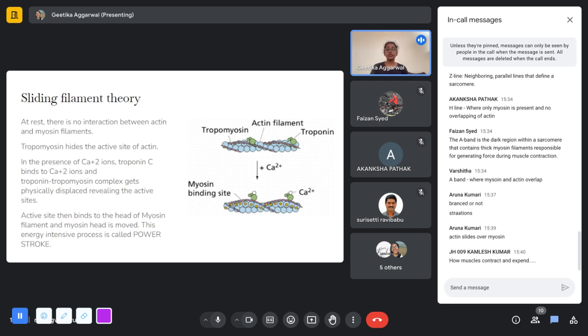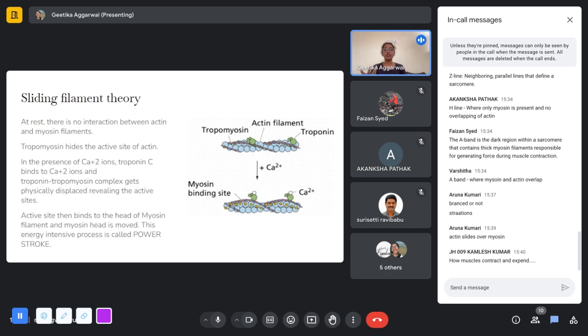But when calcium ion is introduced into the milieu, when there is the presence of calcium ion, the troponin C binding site, which interacts with calcium, binds with calcium, and this leads to the physical movement of the troponin and tropomyosin complex, which now gets displaced and reveals the active sites, which are these myosin binding sites. When these sites get revealed, they bind to the head of the myosin, and they lead to the movement of these myosin heads.